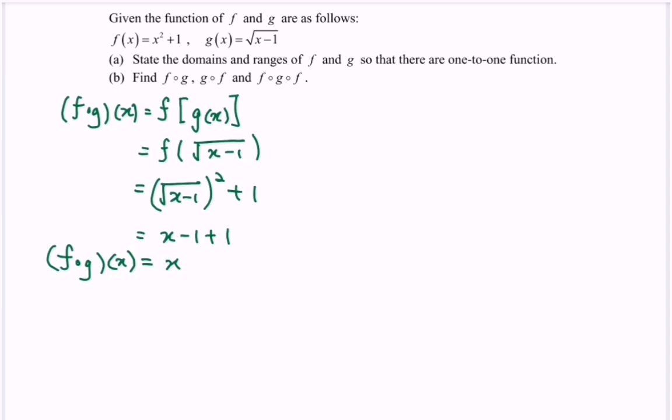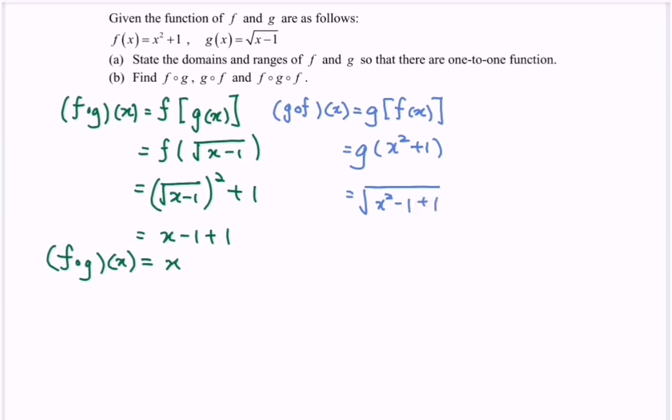Continue. Find g∘f. So we have g∘f, meaning that in here, substitute the function f(x) into the function g. So we have g, the function f(x), where we have x squared plus 1. Continue. Square root of x squared plus 1 minus 1. So in here, we have the square root of x squared for the function g∘f. If we simplify the situation, g∘f is equal to the modulus of x.